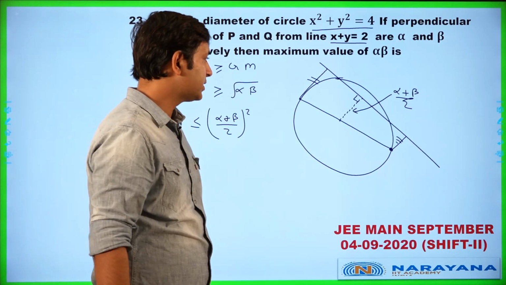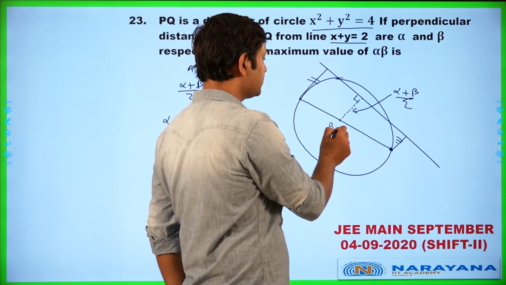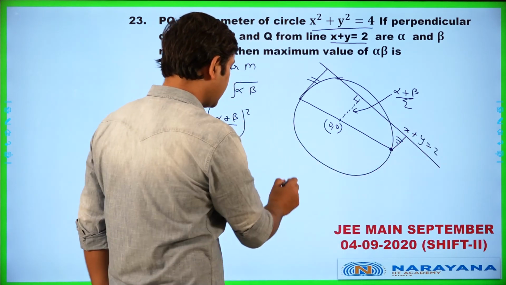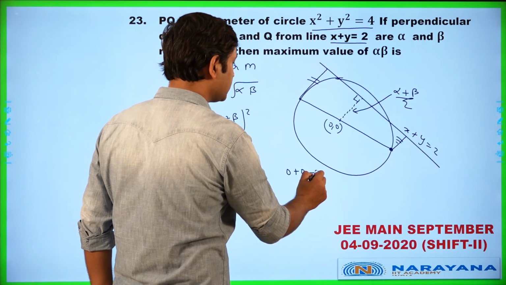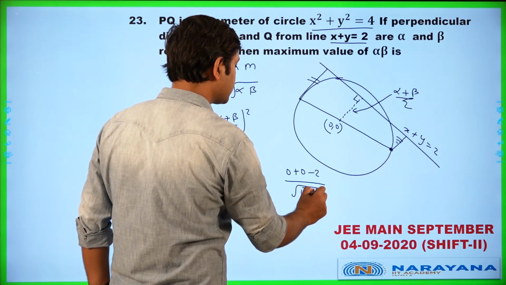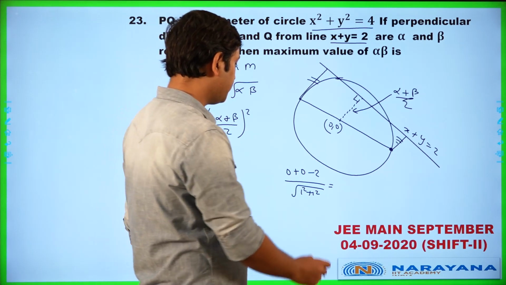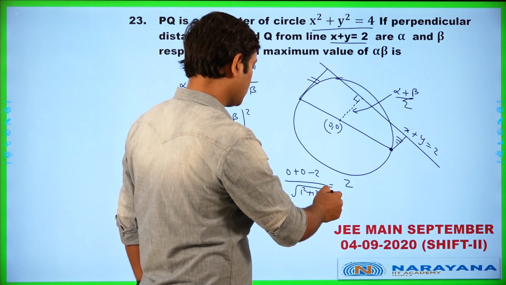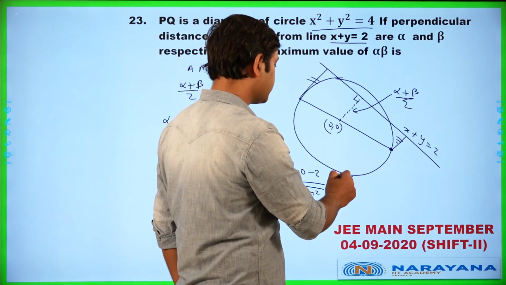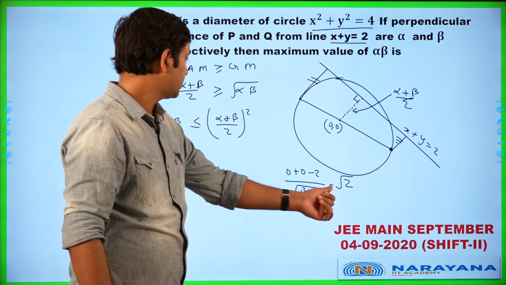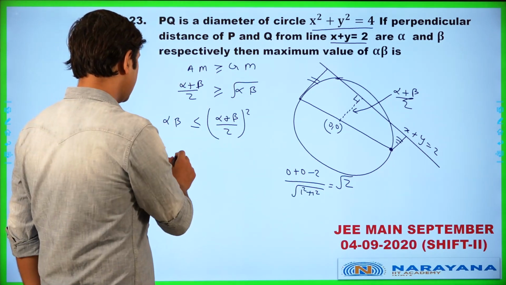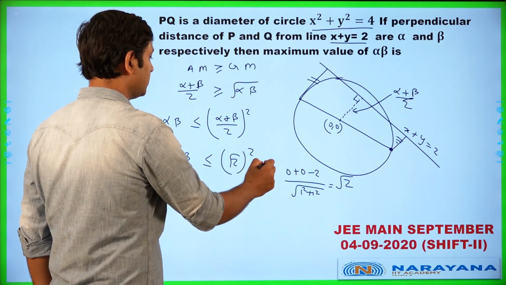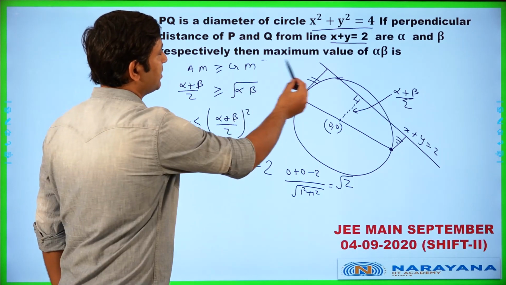Alpha plus beta by 2 is this quantity, the distance of origin (0, 0) from the line x plus y is equal to 2. Finding that will be (0 plus 0 minus 2) upon under root 1 square plus 1 square. This quantity is simply root 2. Putting that root 2 here, we'll have alpha beta less than or equal to root 2 square, which is 2. That is the maximum value of alpha beta.